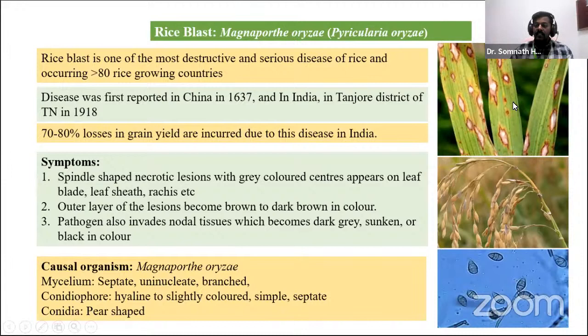Spindle-shaped necrotic lesions with gray-colored centers appear on the leaf surfaces, leaf blades, leaf sheath, and rachis. The outer layer of the lesions becomes brown to dark brown in color. The pathogen also invades the nodal tissues, which become dark gray or sunken or black in color. The causal organism is Magnaporthe oryzae. The mycelium of this fungal pathogen is septate, uninucleate, and branched. Conidiophores are hyaline, slightly colored, simple, septate, and conidia are pear-shaped. You can see the shape of the conidia in the picture.